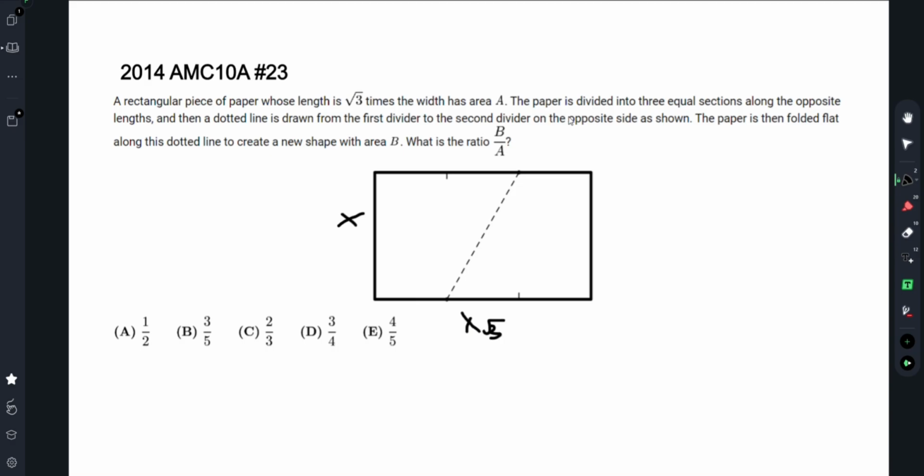The paper is divided into 3 equal sections along the opposite lengths, and then a dotted line is drawn from the first divider to the second divider on the opposite side, as shown here. It is then folded flat along this dotted line to create a new shape with area B. What is the ratio of B to A?